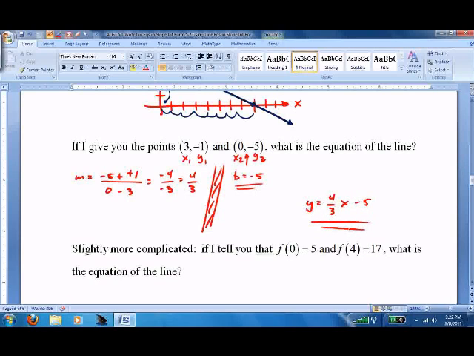Now we can check our work. If we put in the 0 for x, cancel this whole portion out, we get -5, so that one works. If we put in the 3, we get 4. 4 minus 5 is -1, so that one works. Looks like we did it right.